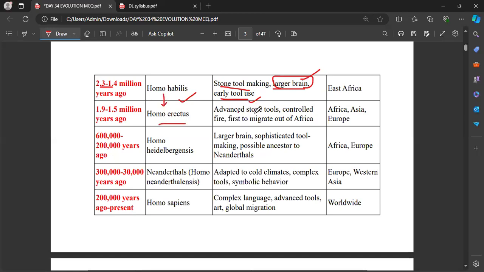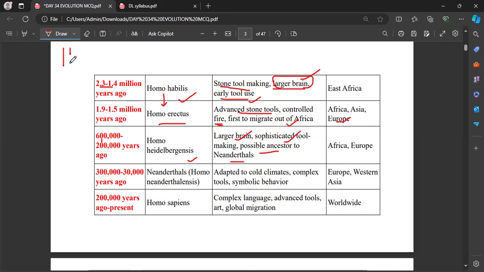Here they are using advanced stone tools and controlled fire. They have the knowledge of how to use fire. They are the first to migrate out of Africa, moving into nearby continents like Asia and Europe. Now, after that, 6 lakh to 2 lakh years ago, the species will be Homo heidelbergensis. Their brain size will also be large, they use well sophisticated tools, and they are the possible ancestor of the Neanderthal.